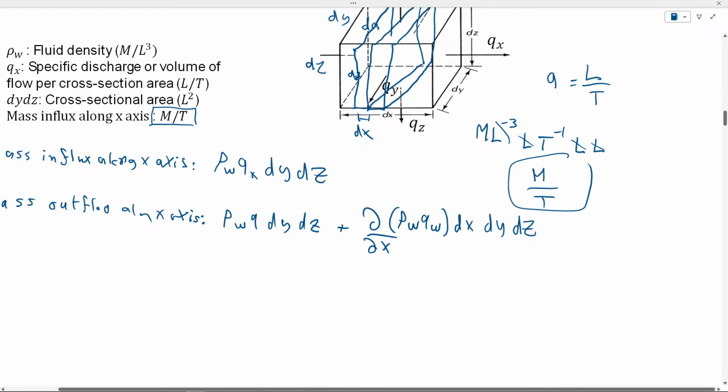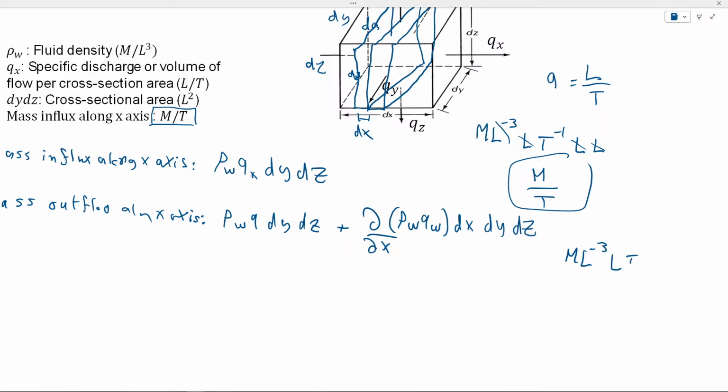So I have rho here, that's mass over volume. I have q here, that's L over t minus 1. I have this guy here, that's L cubed, dy dl dx. And then over here, L. So L will go with the L, this guy will go with this guy, and I will get m over t. Yeah.